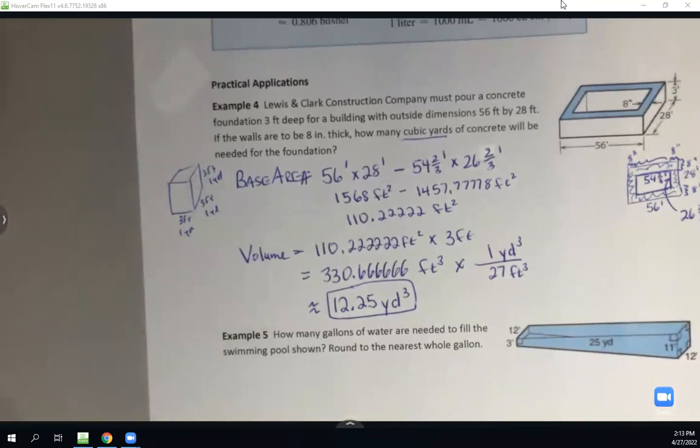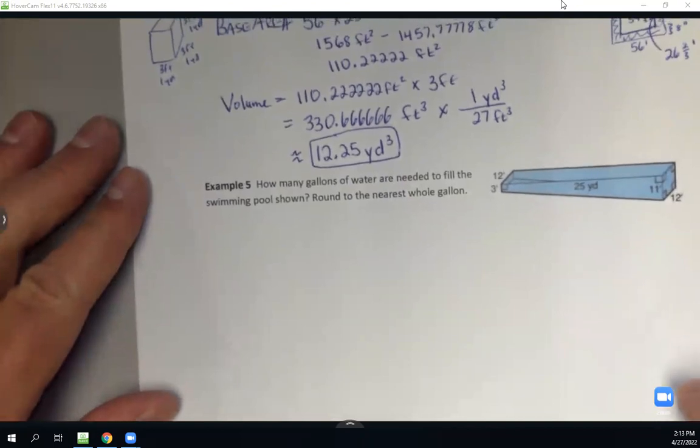Okay. Example 5, similar to example 4, sort of, but a little different. First of all, in the shape, and we're going to be looking at the amount of water that it would take to fill up a surface or a pool in this particular case, rather than concrete. Okay. So example 5.